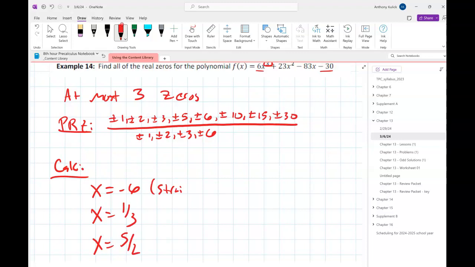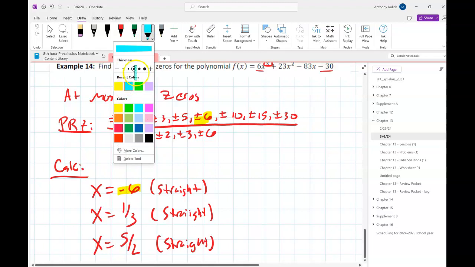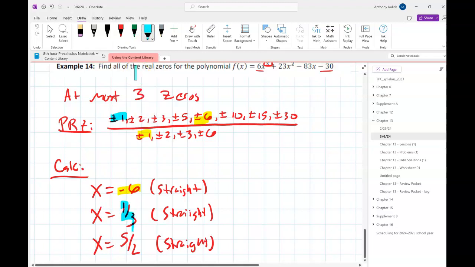And each one of those appeared to be a straight, which is giving me 3 zeros, right? Which is what I'd expect. I can't have more than that. Again, I want to confirm that what I read off the graph is actually a possibility.